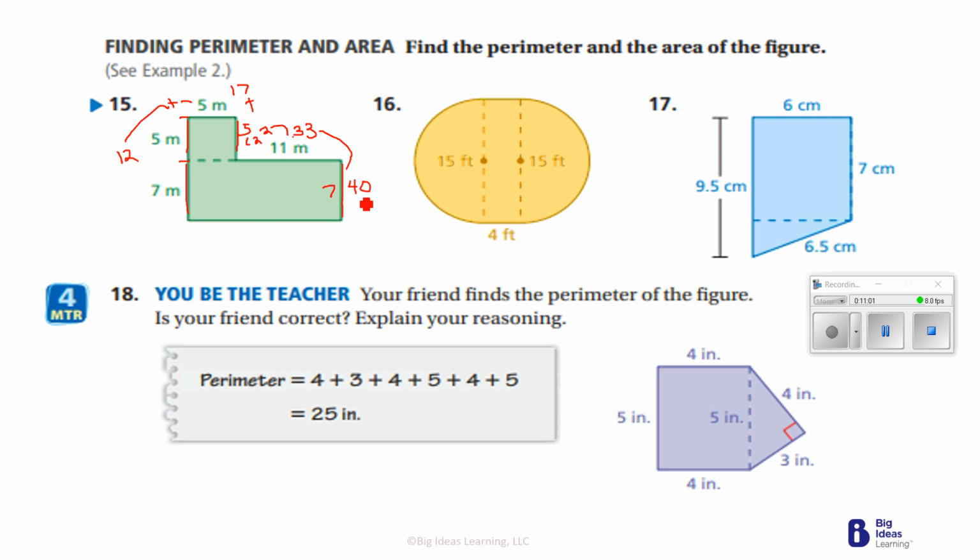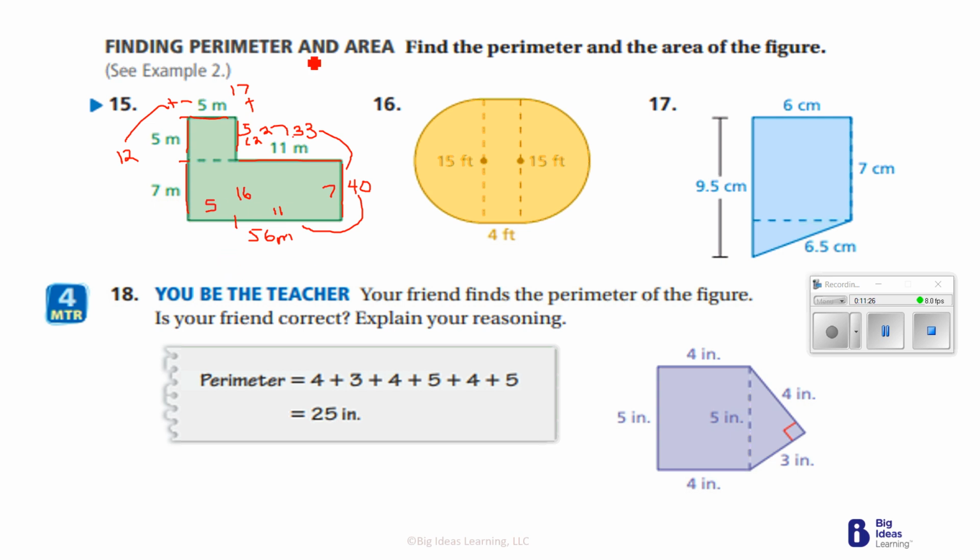And now I'm going to go and add 40 to here. Remember, this is 11, and this is 5, right? So that means this is 5, and this is 11. And 11 plus 5 is 16. So that means I'm adding 40 to 16, which gives me 56. And this would be 56 meters.